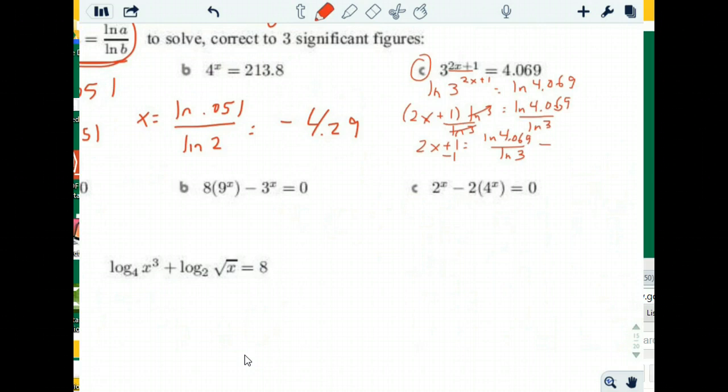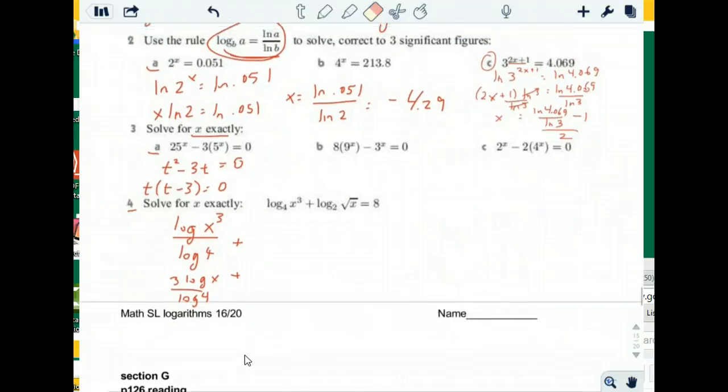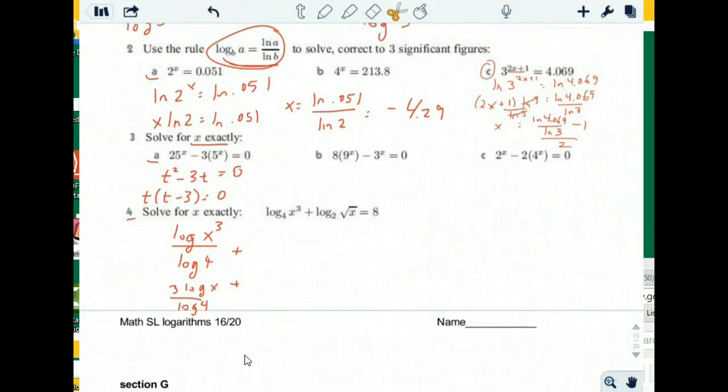Now we can subtract 1 from both sides. Get rid of the 1. Now we can divide both sides by 2. And now we have x equals natural log 4.069 divided by natural log of 3 minus 1, all divided by 2. Which, if we put natural log 4.069, natural log of 3 in the calculator, we can find a number for that. Okay? So you're supposed to find that to 3 significant figures. Now let's do number 3a.